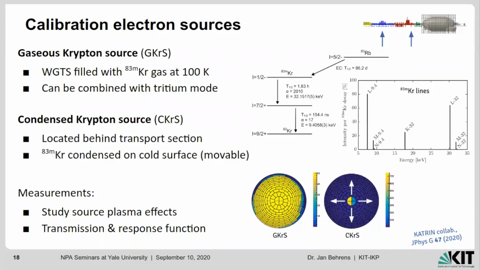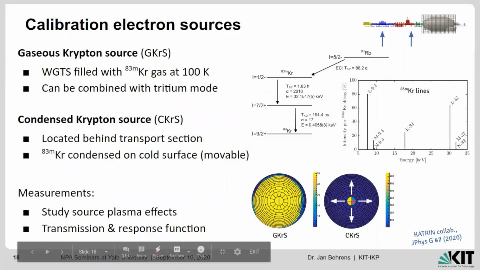In addition to that, we also have a condensed krypton source, which is located behind the transport section. So again, here at this part. And in this case, we have krypton 83m condensed on a cold surface. And this is a smaller beam spot that is movable around the flux tube. So the gaseous krypton source illuminates the whole detector. The condensed krypton source has a smaller beam spot that can be moved around.